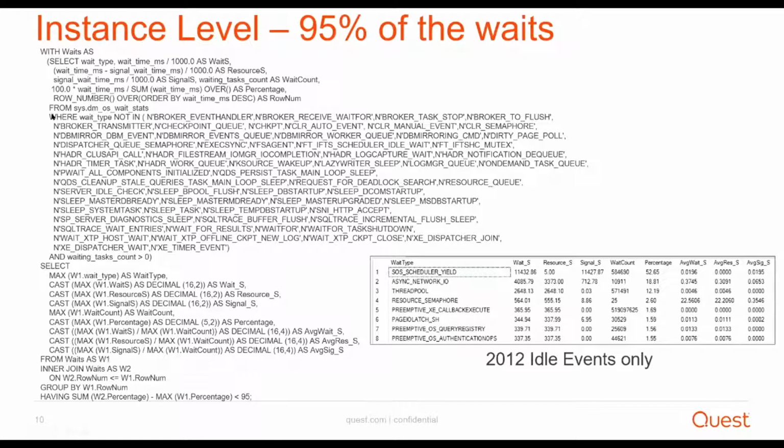So as you can see here, I'm selecting all that information from DMOS wait stats, excluding all the idle events. And then I did a little CTE to get that information. And so this VM spent 52% on SOS scheduler yield. So that was my top wait in that whole instance.